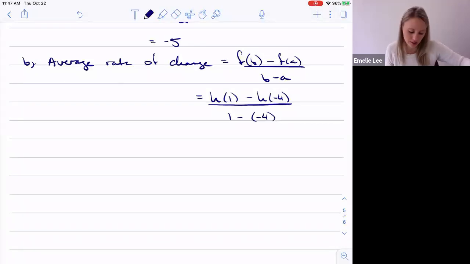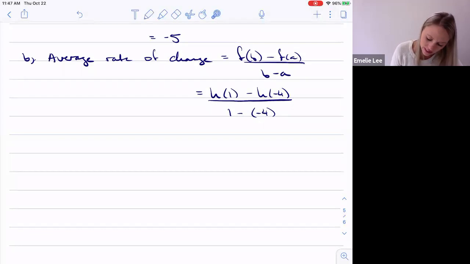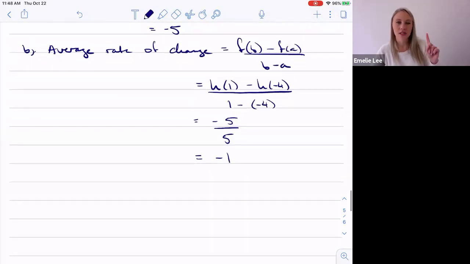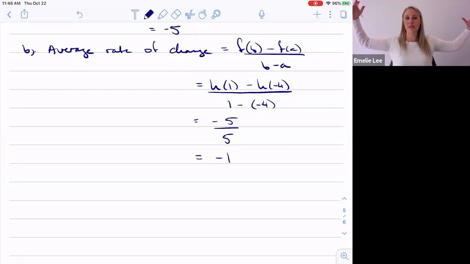All these functions. So we know what h of 1 minus h of negative 4 is. We just found it to be 5, or sorry, negative 5. So negative 5 divided by 1 minus negative 4 is actually just 1 plus 4, which is 5. So my average rate of change is negative 1, right? Which is different from the net change, right? Because it's incorporating, well, how wide of a spread did you look at, right? Over this spread, the average rate of change is -1 per increase in X.